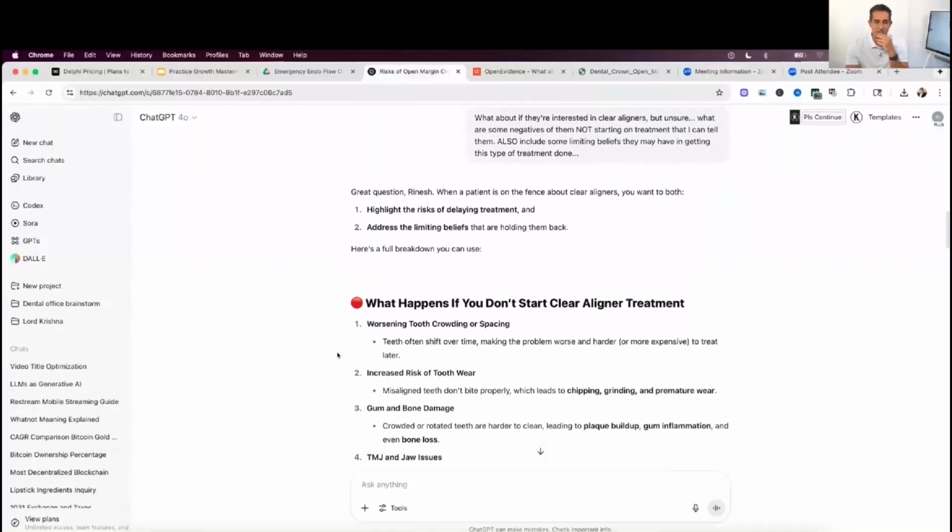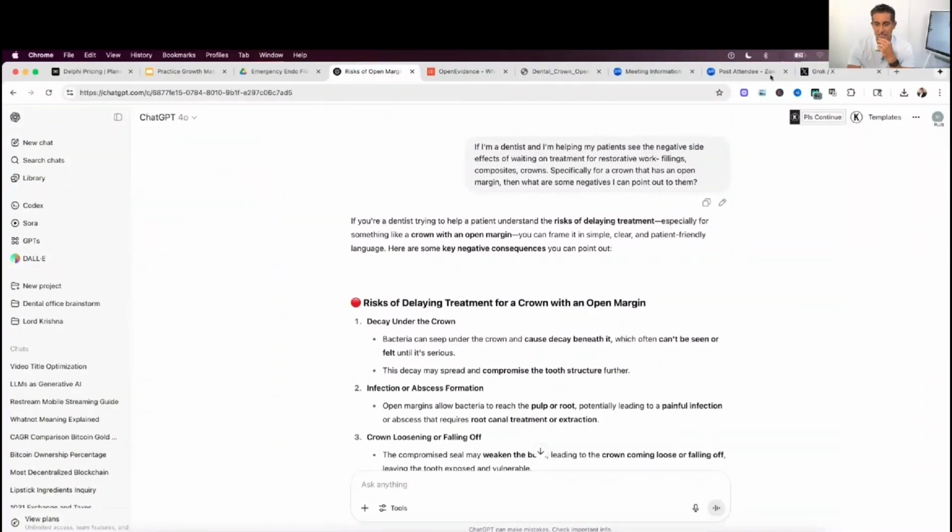Let's just go into ChatGPT. You guys are familiar with ChatGPT. Here's the prompt that I'm starting with, and this is a very basic prompt. If I'm a dentist and I'm helping my patients see the negative side effects of waiting on treatment for restorative work, composites, crowns, specifically for a crown that is an open margin, then what are some negatives I can point out to them?